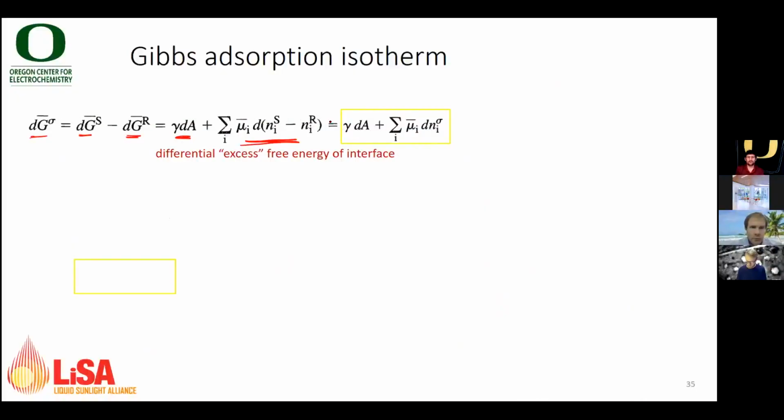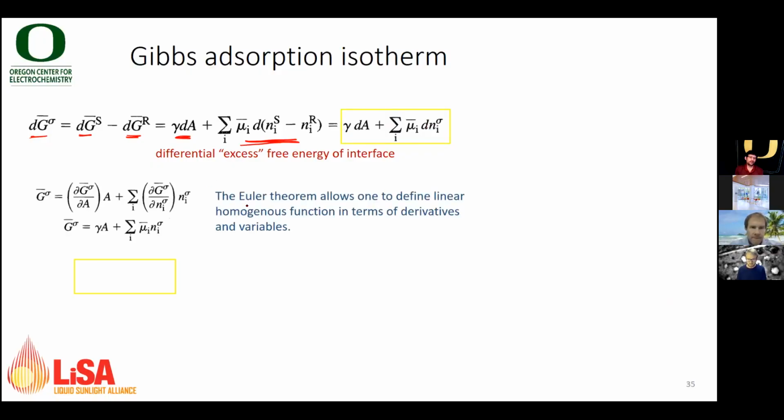Okay, so that gives us an expression for how the free energy changes with area and number of species in the interface. There's a theorem called the Euler theorem, and it basically allows us to take this differential and rewrite it in this way. We say, well, the total free energy of the surface, I can again write as a differential with respect to area times the area, plus the sum of the differential within the surface region with respect to all the species that are in the surface region times the amount of each of those species.